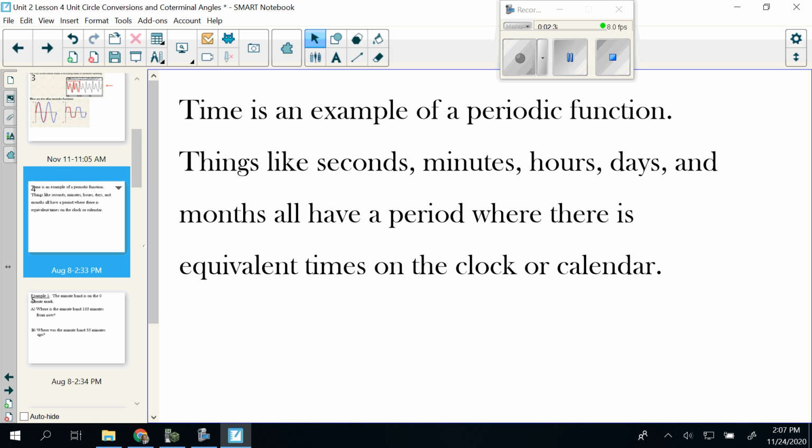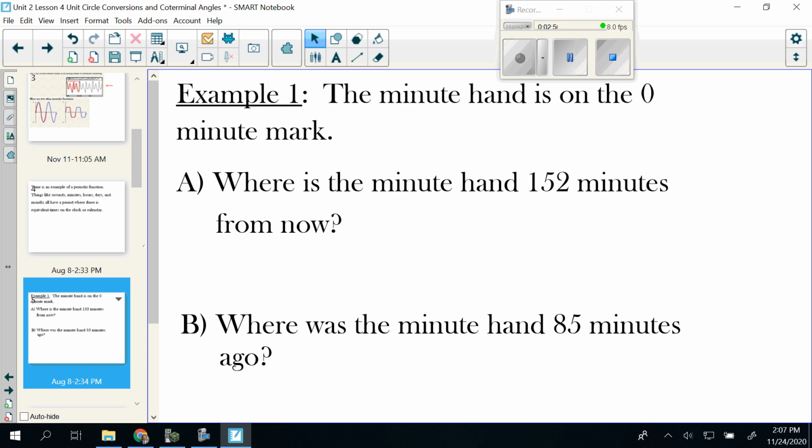Another example is time. Time is an example of a periodic function. Things like seconds, minutes, hours, days, months all have a period where there are equivalent times on the clock or calendar. So we'll do some examples with something you're familiar with before we jump into using it with trig. Let's say the minute hand is on the 0 mark. Where is the minute hand 152 minutes from now?